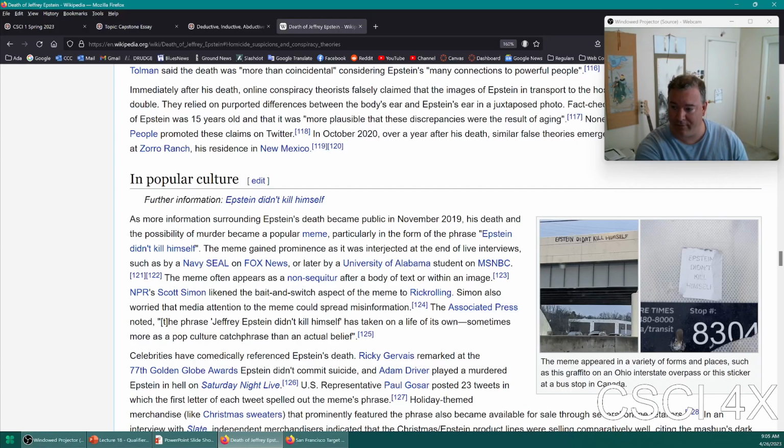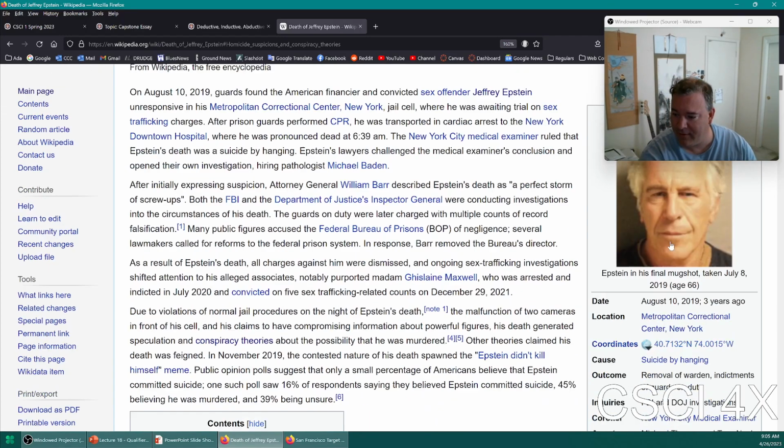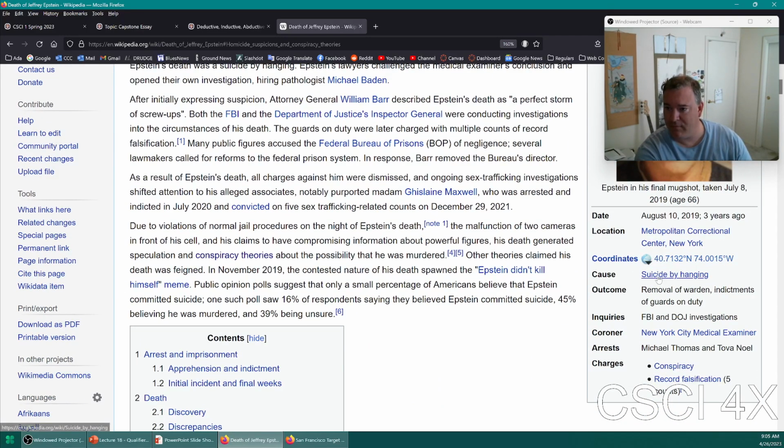So, for example, the death of Jeffrey Epstein, right? I don't know if you guys are familiar with this guy. He's a real creep. Used to fly people to the Caribbean to sexually assault people, and he died while he was in prison in New York. And due to these circumstances, a lot of people think that he was murdered instead of committing suicide. So the official cause of death is suicide.